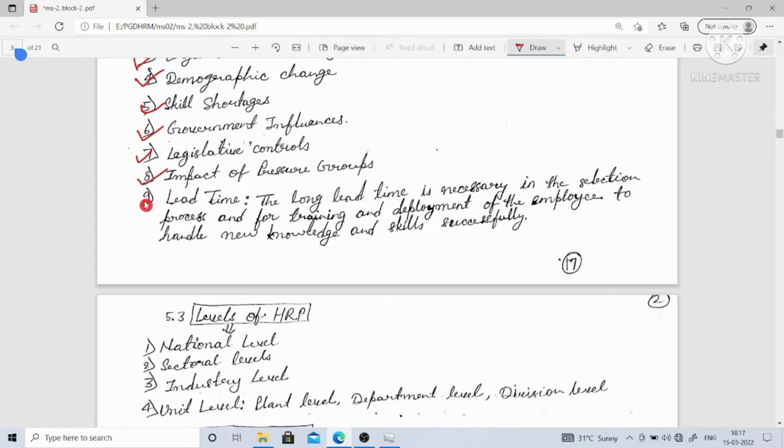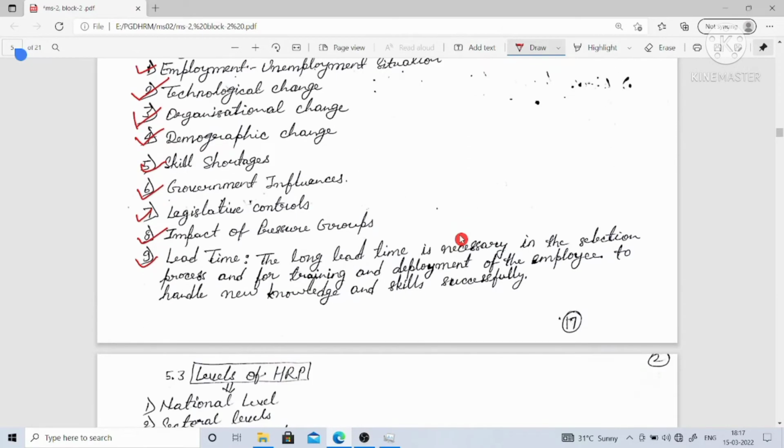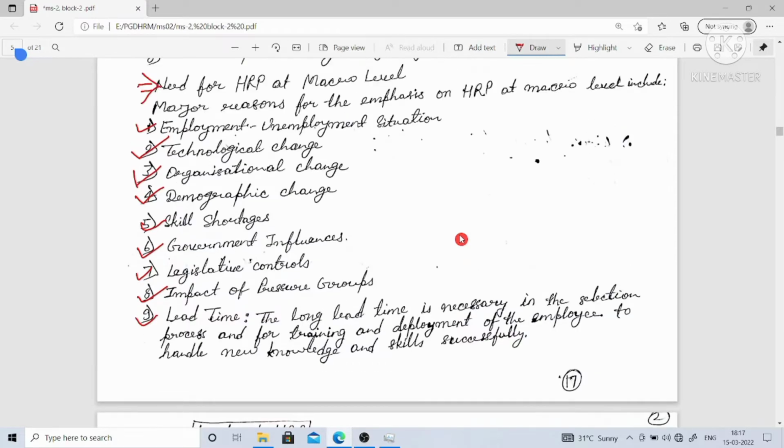Then the last, number nine given, lead time. A long lead time is necessary in the selection process and for training and development of employees to handle new knowledge and skills successfully. For handling new knowledge and skills successfully, employees need time. They need time to accept or to gain knowledge and skill so that they can perform in a better way. That's why human resource planning is also very important.